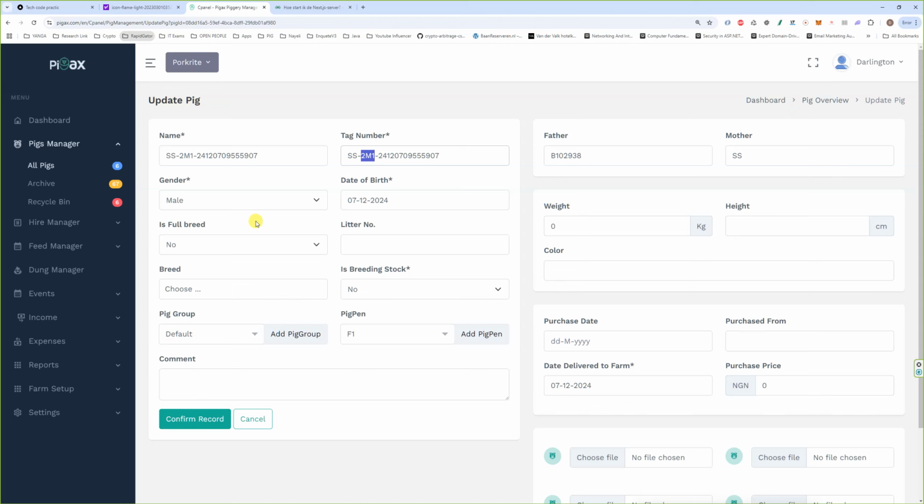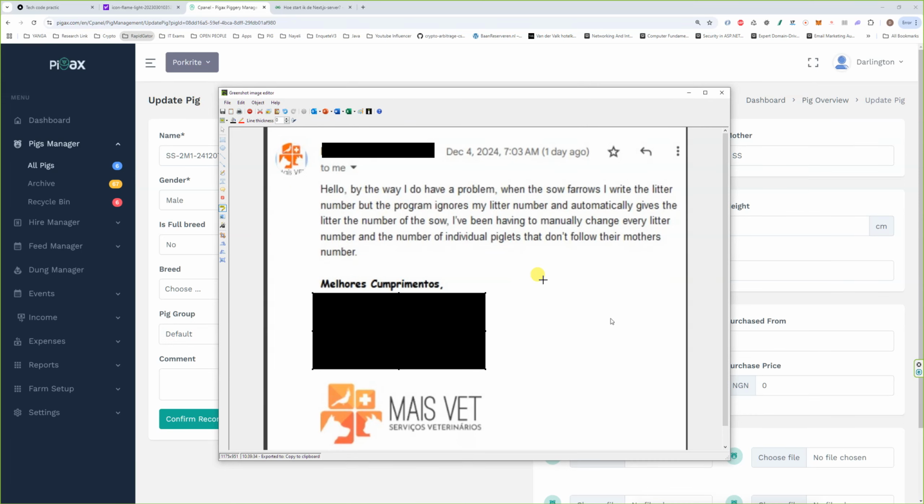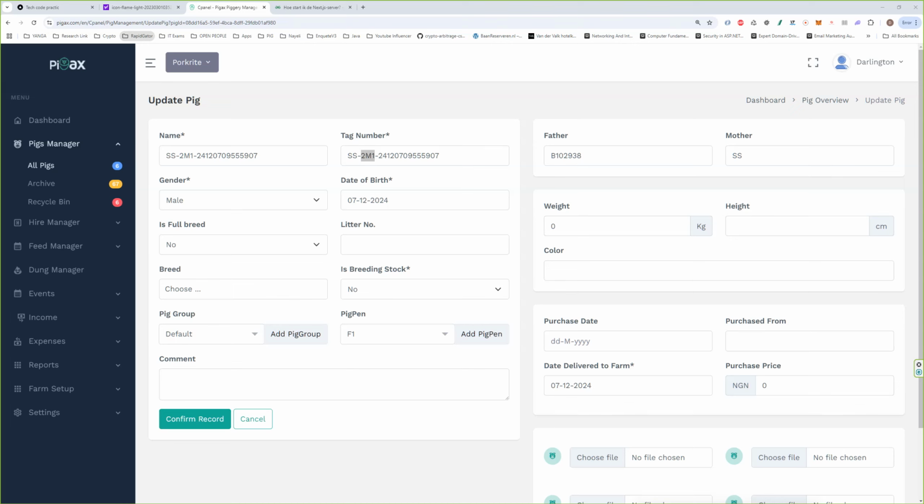And that is exactly what that user is complaining about. We can confirm this if we go back to the reports, the message. He's saying that he's been having to manually change every litter number and the number of the individual piglets that don't follow their mother's number. So this is an issue, and of course, it's very tiring. We want to make the farmers' experience more friendly, more convenient, so that they will be able to feel comfortable using our software. And that is the issue we're having right now.